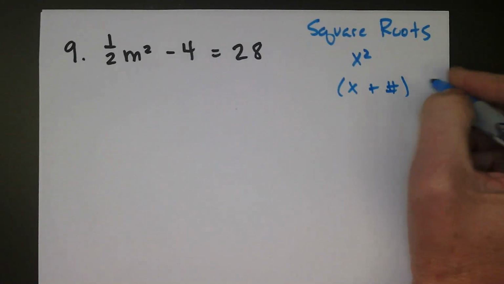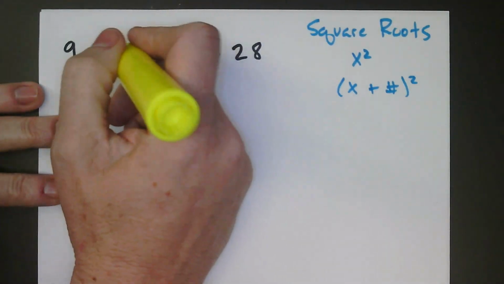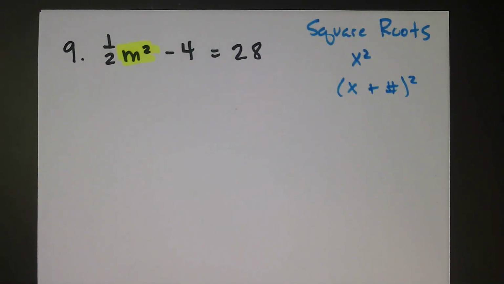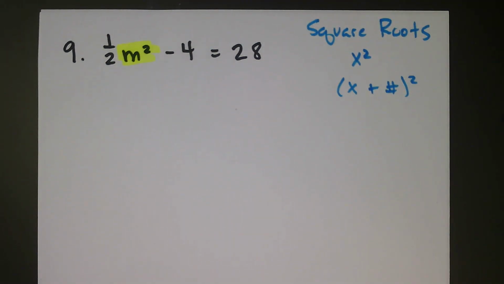So it's plus or minus a number m squared. So we have that here. We have an m squared. That's our only variable. So we're going to solve for this using square roots, which means I'm going to want to isolate that m squared. I'm going to want to get it by itself.